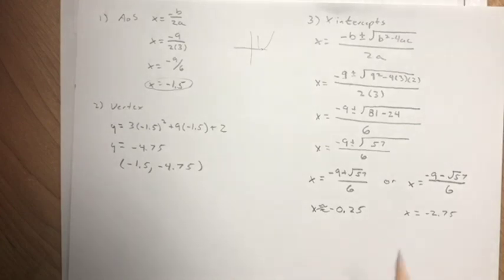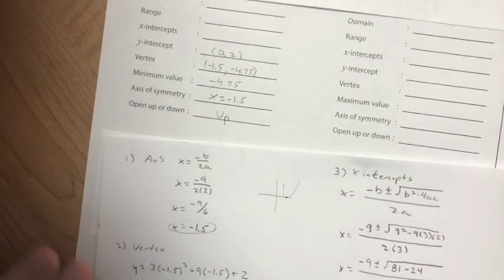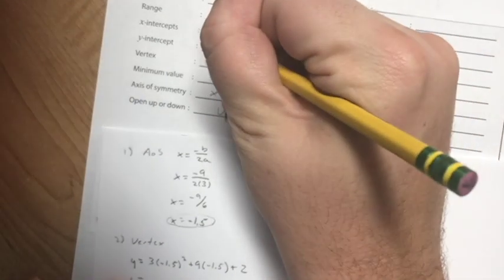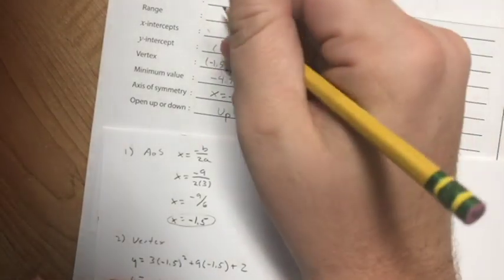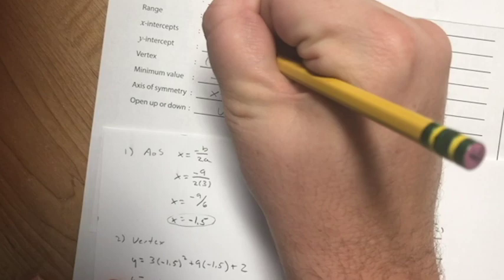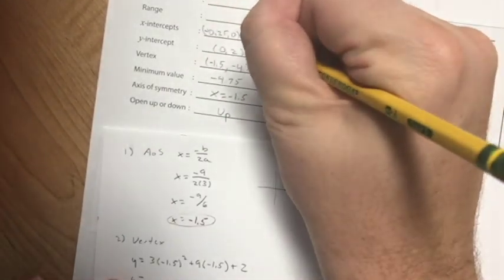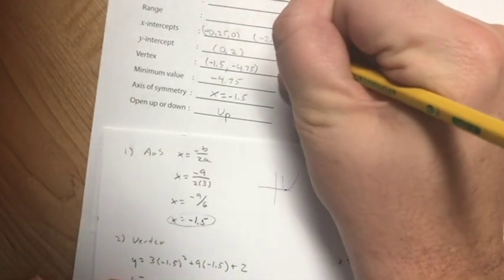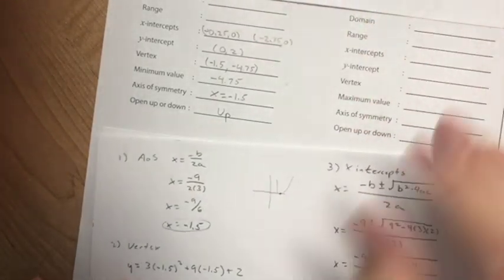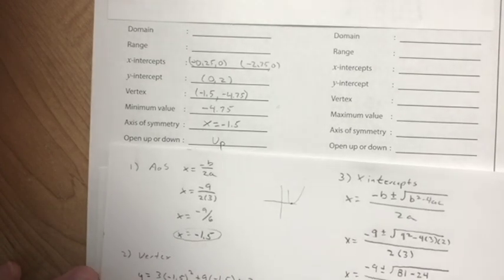Now that we have our x values, we can put that down, and we can say that our x-intercepts were at negative 0.25 and 0. That's one x-intercept, and my other x-intercept would happen to be at negative 2.75 and 0. So those are those points. All right.